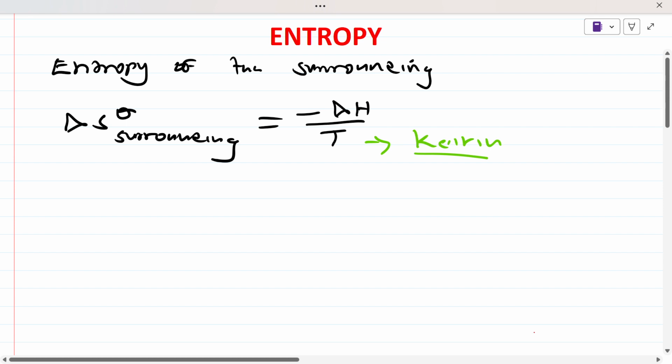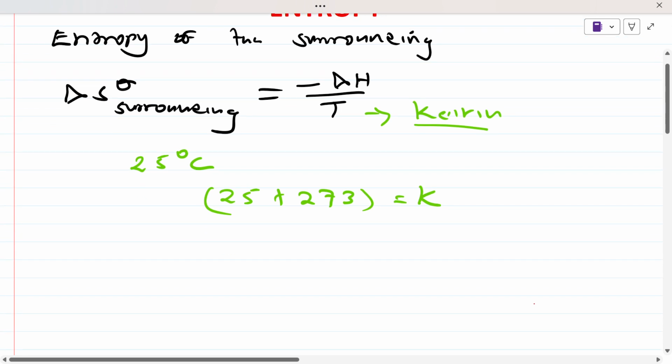So, meaning, if I'm given a reaction that is taking place at 25 degrees Celsius, what I'm going to do to get that temperature in Kelvin is just 25 plus 273. Then I'm going to get that temperature in Kelvin. Now, the key thing that I want you to know is that whenever you want to calculate the total entropy of a surrounding, you need the negative enthalpy change of that given reaction divided by the temperature upon which the reaction is occurring.